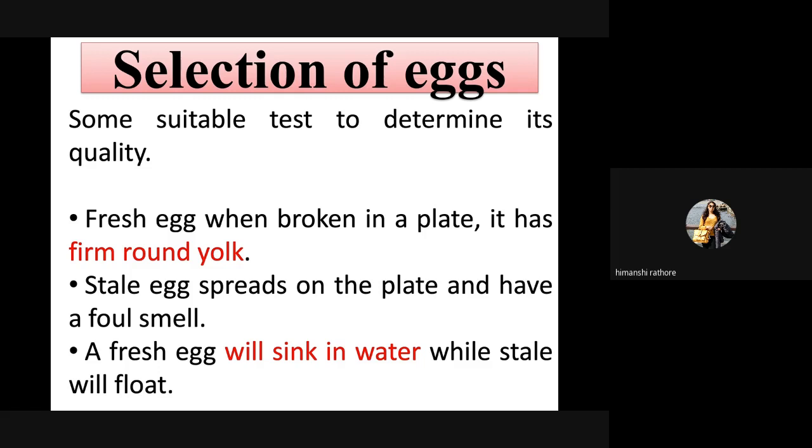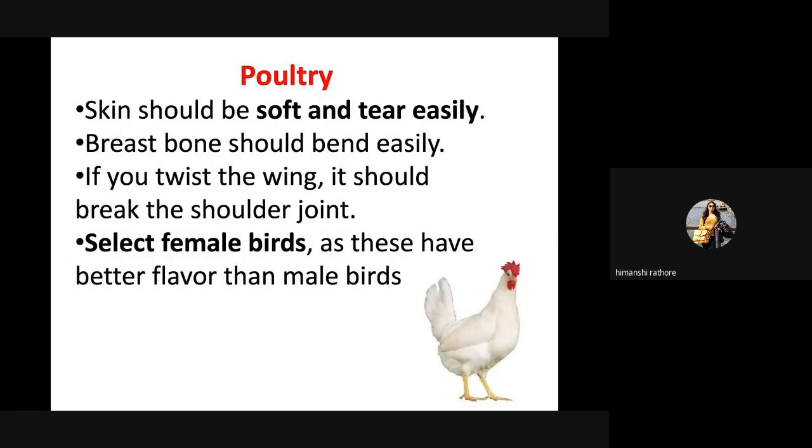Fresh egg will sink in water. If you drop your egg into a bucket of water, it will sink. But if the egg is stale in nature, it will start floating. So this is the test which you can do at a household level to check the freshness of any egg. If your egg is floating, that means it is stale, and if it sinks down into a bucket of water, then it is fresh because it is heavier in nature. This was all about the egg.